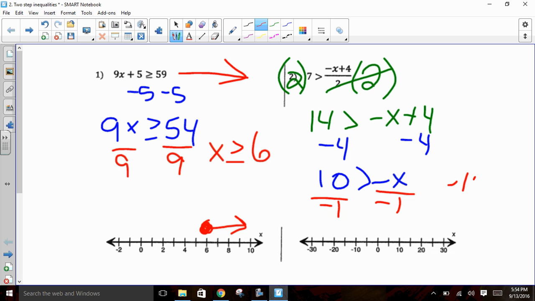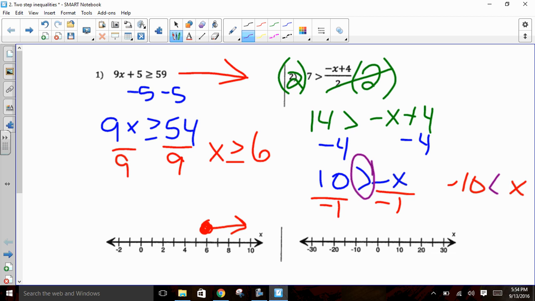So I get negative 10 and x. But if you recall from that last video right at the end, my sign is no longer going to be greater than. It's going to become a less than sign. Because again, when I divide by a negative number, my sign flips. So now I have negative 10 is less than x.